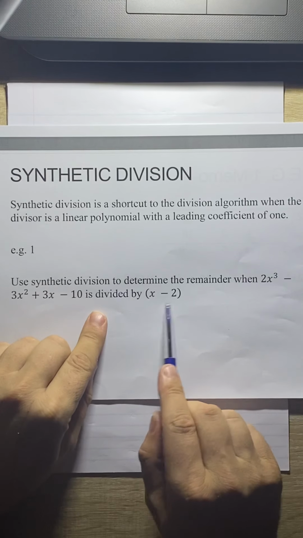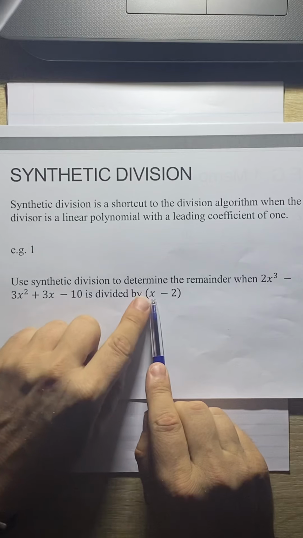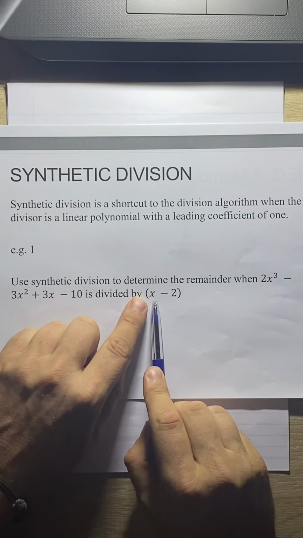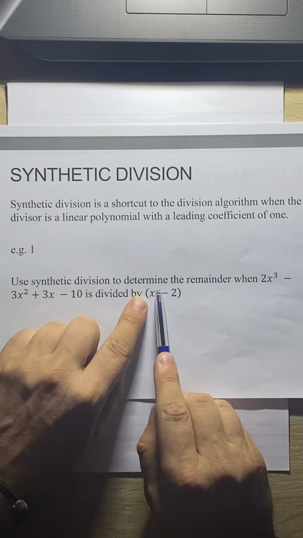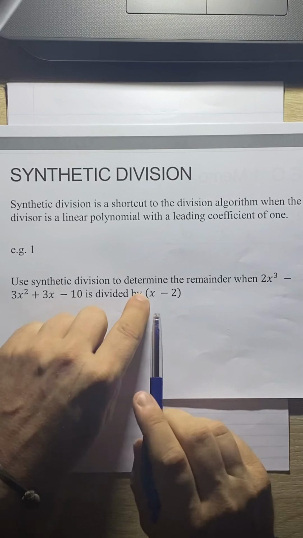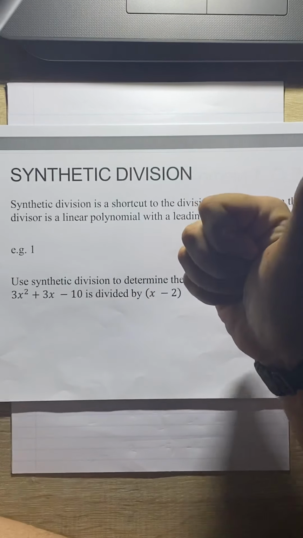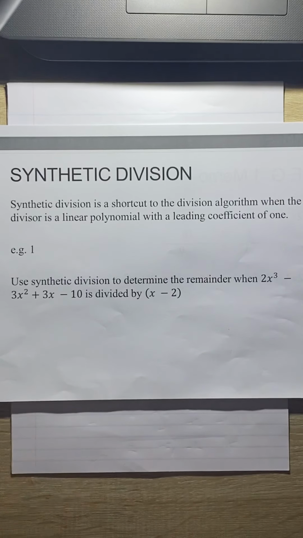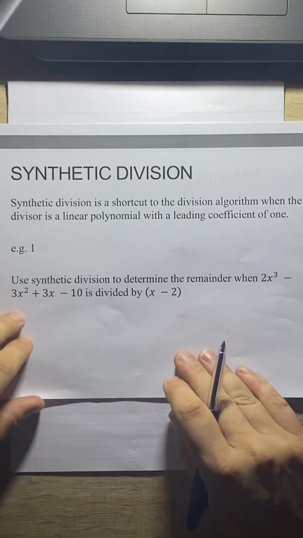Here's our divisor, and the leading coefficient of this thing is 1, and it's also linear. And what we mean by that, it's just an x. There's no x squared or x cubed or something like that. So just remember, the leading coefficient needs to be 1, and it needs to be linear, your divisor. Then you can go through with synthetic, okay?